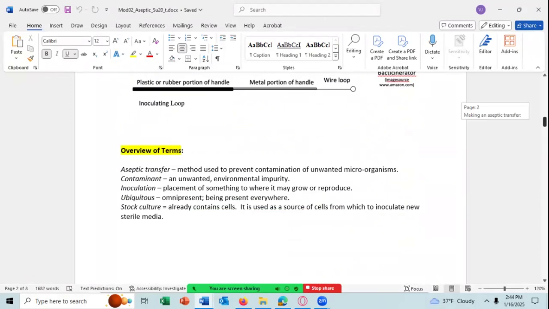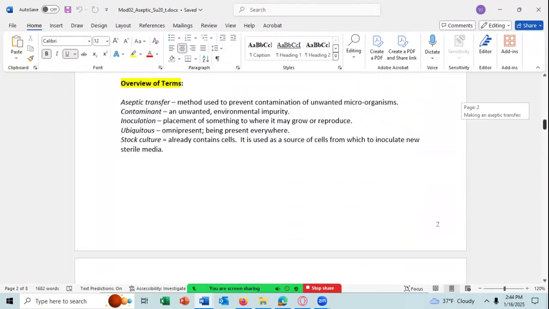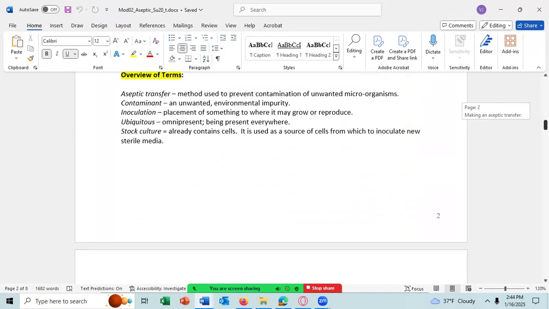All right. Know the terms of this lab. What's aseptic transfer? What's a contaminant? What is inoculation? What does ubiquitous mean? What is a stock culture? This is something that already contains cells of one species that you want to use. That's a stock culture.